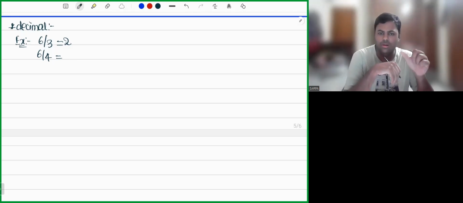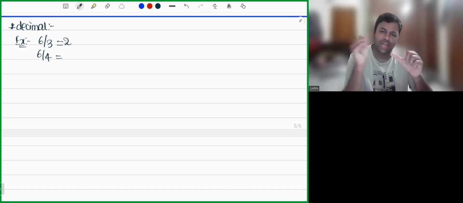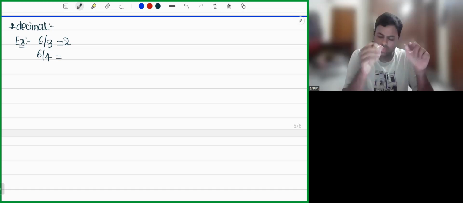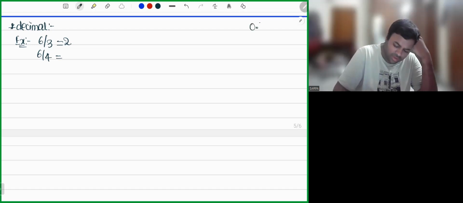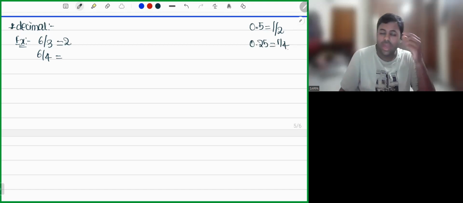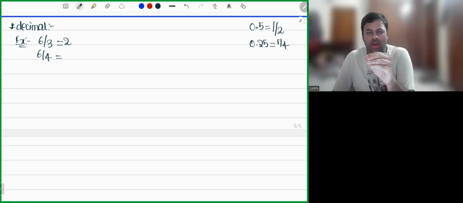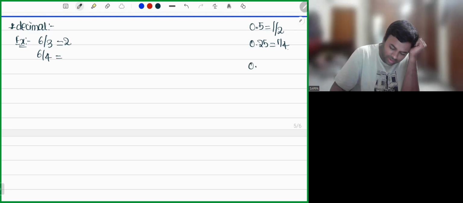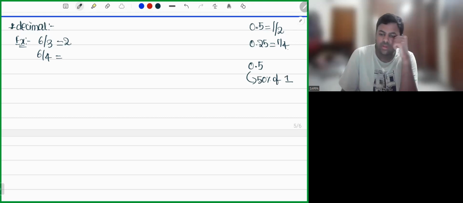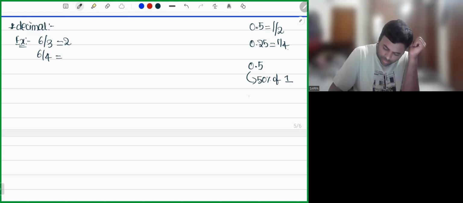The part of a number, instead of writing it as a fraction, you can write it as a decimal. Say, for example, I'm having 0.5. 0.5 is nothing but half. 0.25 is nothing but 1 by 4. Now, anything you represent after the decimal refers to a part of unity. Like when I say 0.5, it means 50% of 1. What is 50% of 1? Half. I'm writing 0.25. It represents 25% of 1.